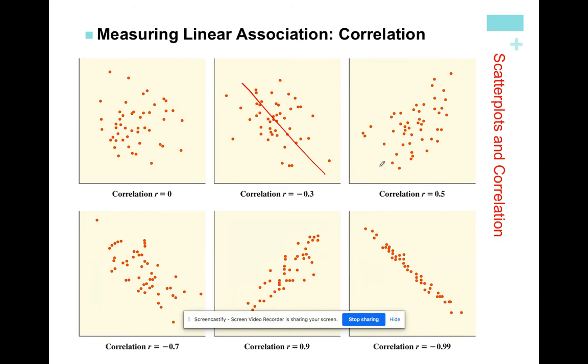Top right here, definitely an increasing trend, so it's going to be a positive correlation, but still fairly weak. And then we're getting closer to a straight line, negative down here, positive, and then negative again, but just getting closer and closer to those plus or minus 1 values.